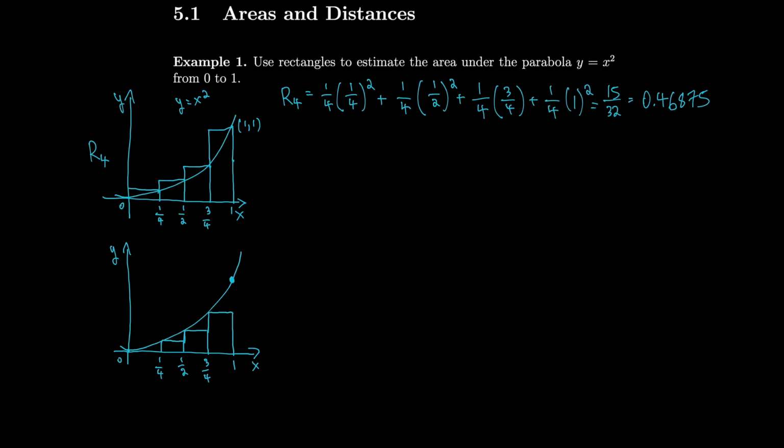My first rectangle in that case is that small one of height 0, so it's 1/4 times the height 0 squared, because the y value at 0 is 0. Then for this rectangle, my second one, the width is still 1/4, but now the height is 1/4 squared, because this y value over here is the height of this rectangle. For my next rectangle, it's going to be 1/4 times 1/2 squared, and then 1/4 times 3/4 squared for my last rectangle.